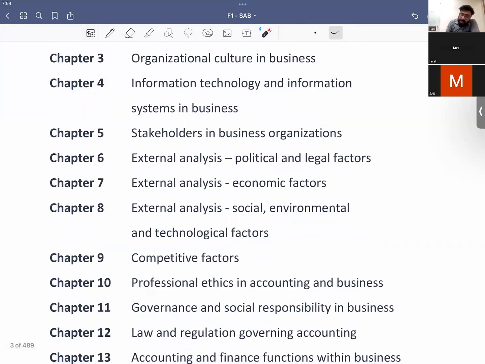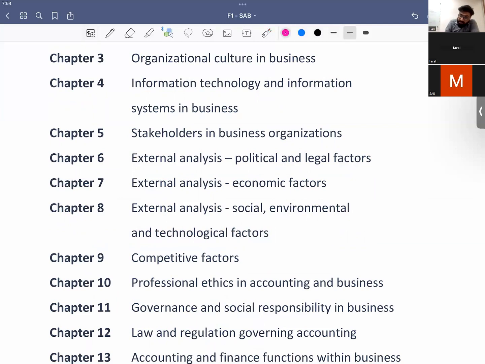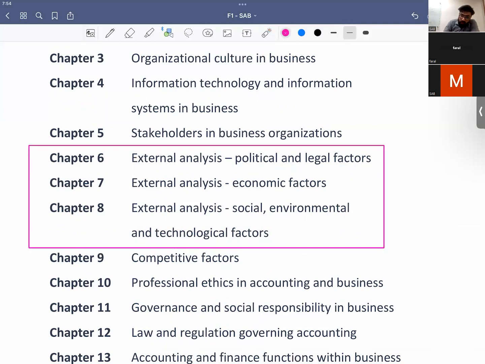Then we'll have external analysis of political, legal, economic, social, environmental and technological factors. These are 3 chapters consisting of a similar thing. Basically, it's one model which you need to study, and that's PESTEL: political, economic, social, technological, ecological, and legal. The PESTEL model, which you need to study in these chapters. This chapter carries significant worth for a student.